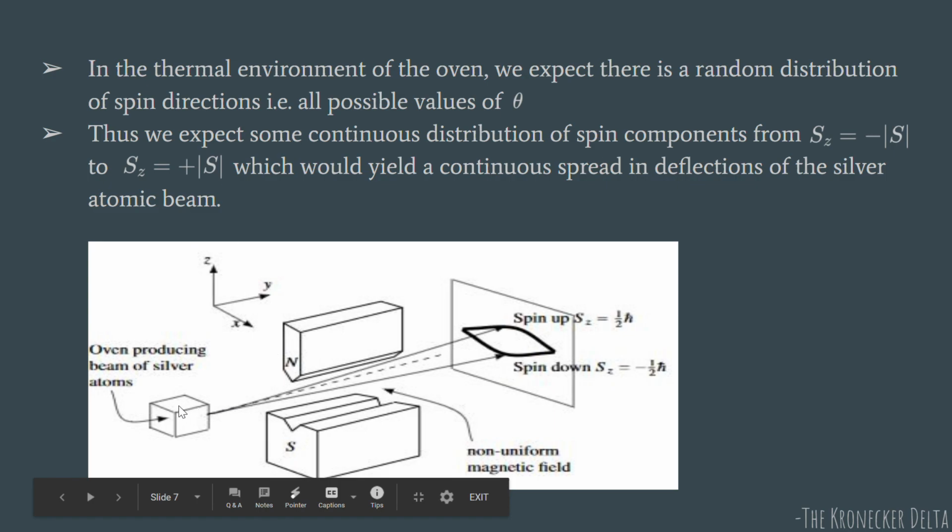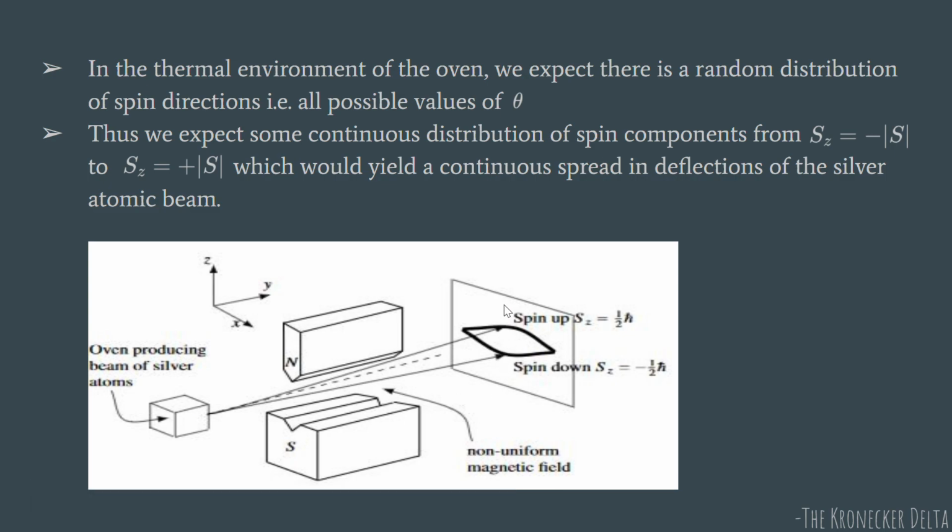So if you pass a bunch of silver atoms through this inhomogeneous magnetic field, you should get a continuous spread on the screen from minus S to plus S. But what are we actually observing in the experiment? Stern-Gerlach observed that instead of this continuous spread, we get two deflections, one in the up direction and another in the lower direction. This result not only challenges our classical expectations, but also gives us valuable insights into how quantum mechanics works.